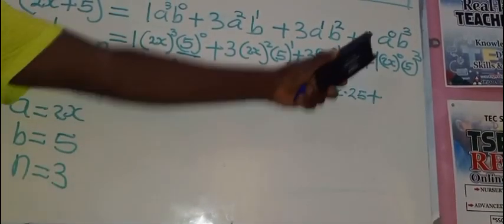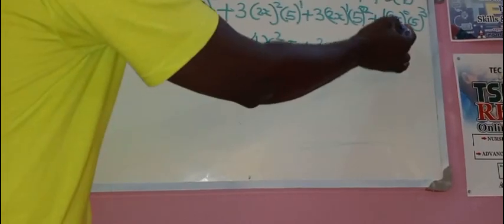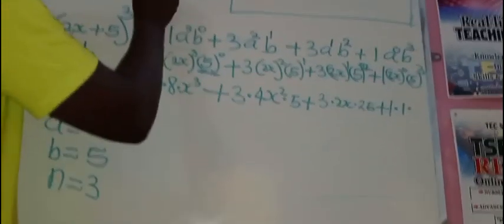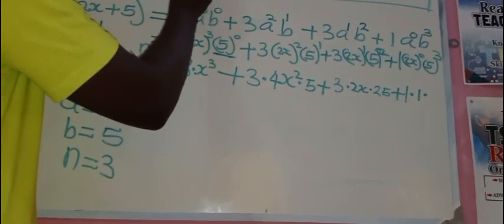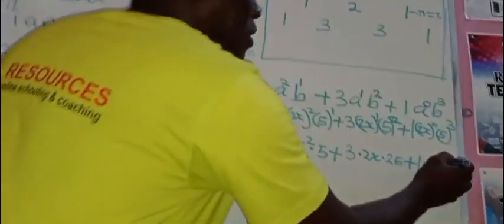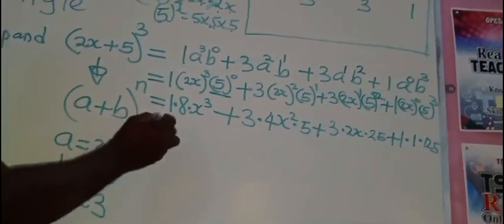Now, look at this. The last one. This is 1. Dot. That dot means multiplication. Don't forget. Dot in mathematics means times. What is 2x raised to power 0? x raised to power 0 is what? 1. Dot. 5 raised to power 3. What is 5 raised to power 3? It means 5 times 5 times 5. 25 times 5, 125.